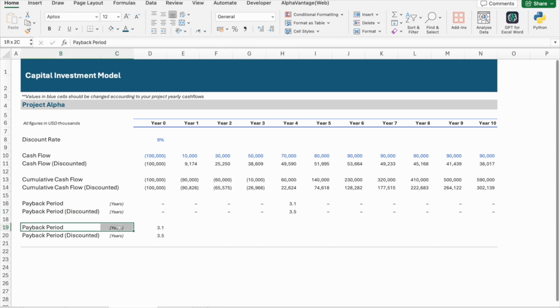The other model is net present value. Net present value, or NPV, accounts for the time value of money. Future cash flows are discounted to today's dollars. A positive NPV means the investment is worthwhile.